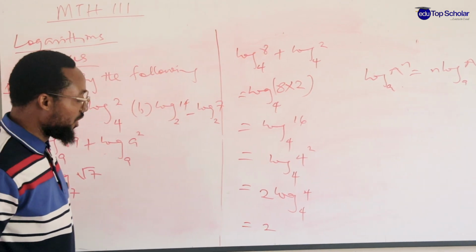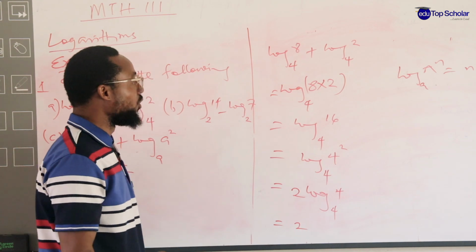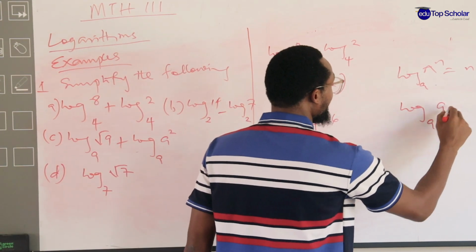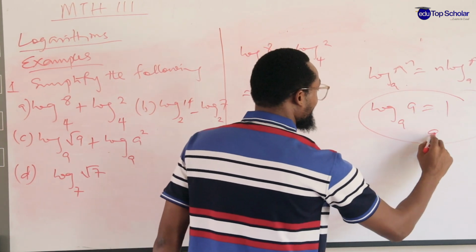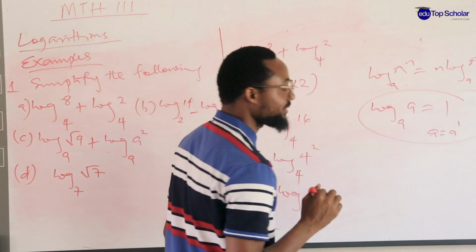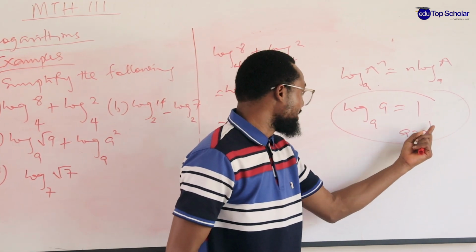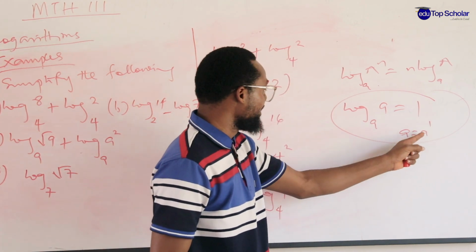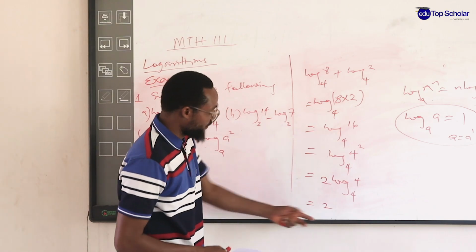Why? Because log of a base a is equal to 1. Like we stated, if we have log a base a, this will give us 1. From the initial part that we said, since a is equal to a raised to the power 1, then we can say our power, the exponent 1, is equal to the log of a base a. So, therefore, this will give us 1.